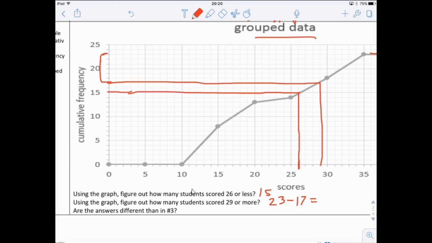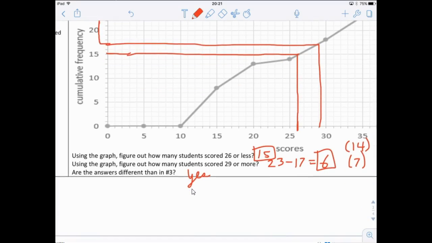And if you remember our answers from the original graph, which is much more precise, it's got more dots on it, it was 14 and 7, right? The old number of people was 14 and 7. This graph, which is less precise, gave us 15 and 6. So are the answers different? Yes, they are. They're off by 1 in each case, right? Okay.